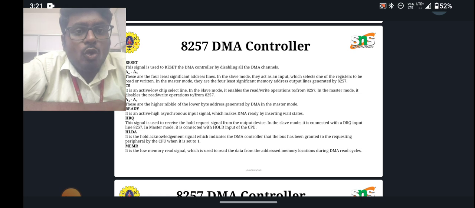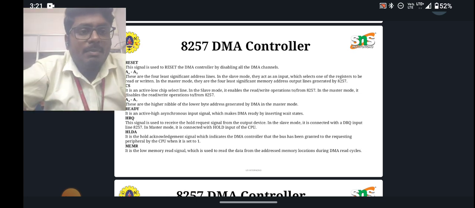MEMR: it is the active low memory read signal which is used to read the data from the addressed memory location during DMA read cycles.